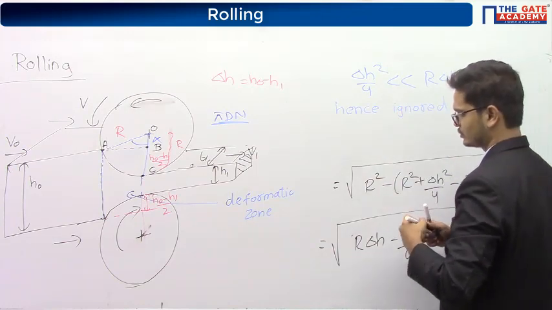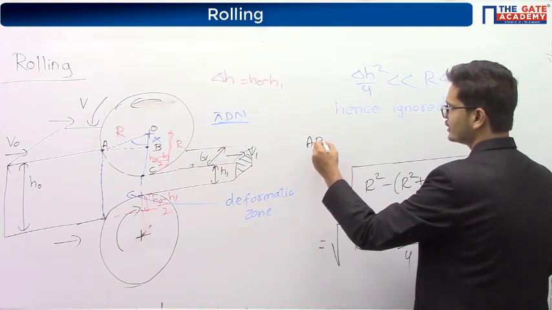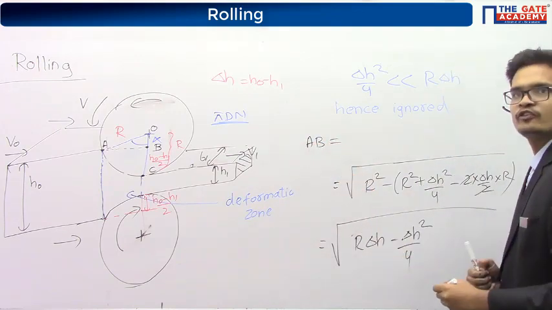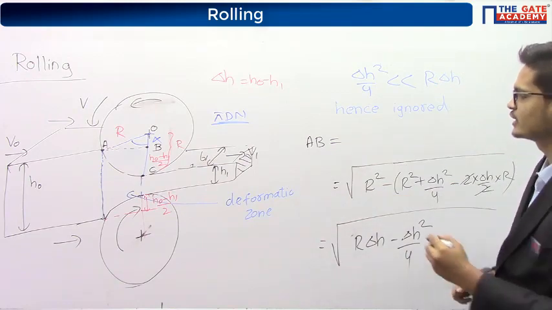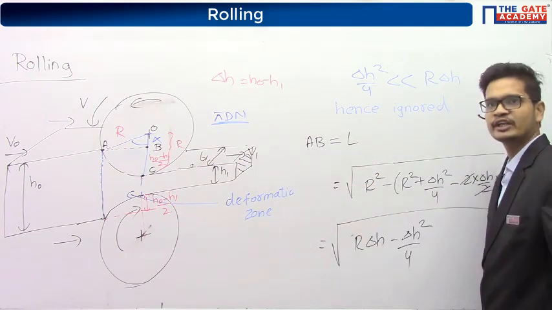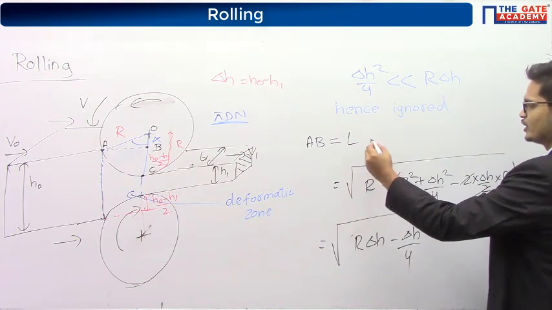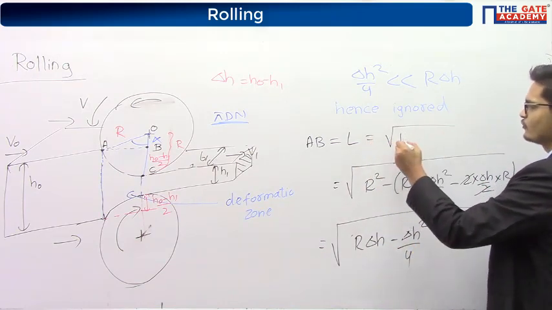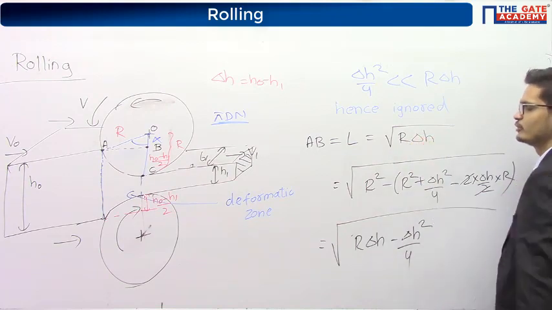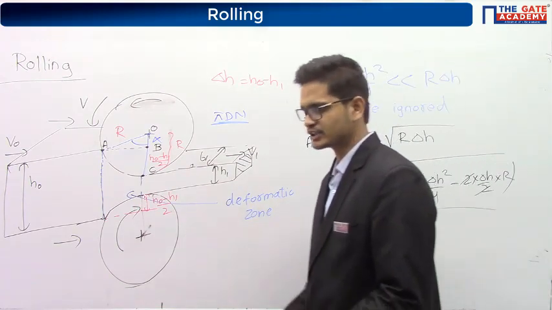So AB is equal to length of deformation zone, that I am writing as L. It will be equal to root over of R delta H.